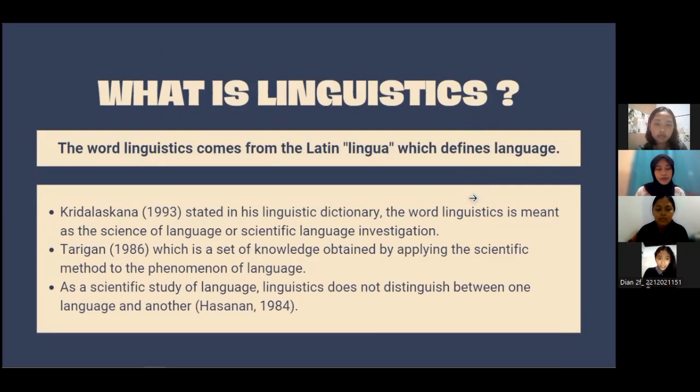First, Kridalaksana, 1993, stated in his linguistics dictionary that the word linguistics is meant as the science of language or scientific language investigation. Second, Tarigan, 1986: a set of knowledge obtained by applying the scientific method to the phenomena of language. And third, as a scientific study of language, linguistics does not distinguish between one language and another, Hasanan, 1984.